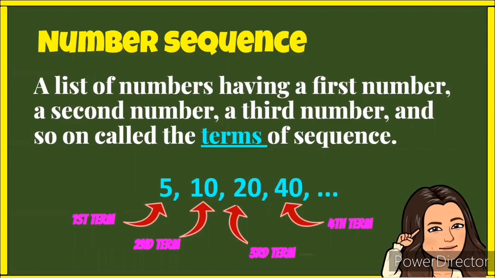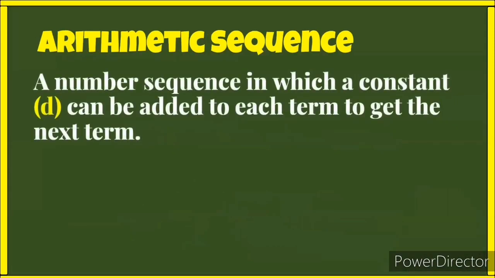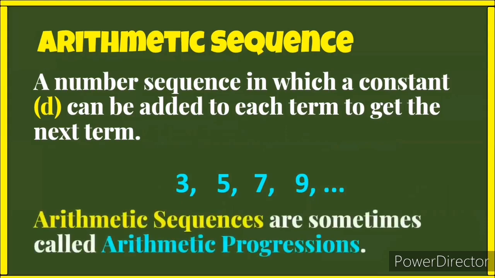A number sequence has many types. We have arithmetic, geometric, harmonic, and more. But for this video, we will focus on arithmetic sequence. Arithmetic sequence is a number sequence in which a constant d can be added to each term to get the next term. We have an example 3, 5, 7, 9, and so on. Remember that arithmetic sequences are sometimes called arithmetic progressions.